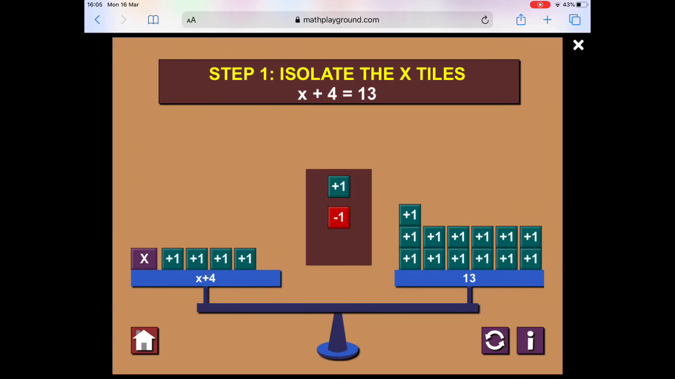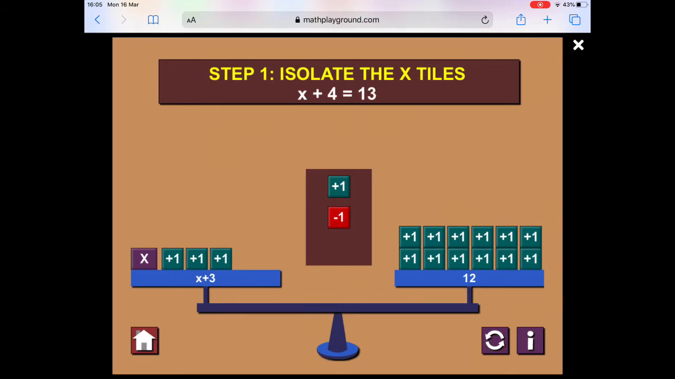Next, I need to isolate the x tiles. So isolating the x tiles, just to say that again, that means I want to have x only on the left-hand side and numbers only on the right-hand side. So right now I have an x plus 4 on the left and a 13 on the right. So I'm going to take 1 away from the left-hand side.